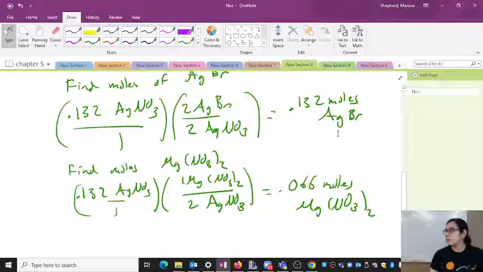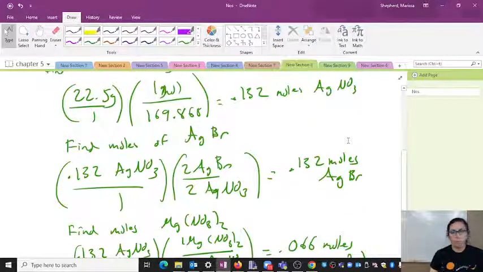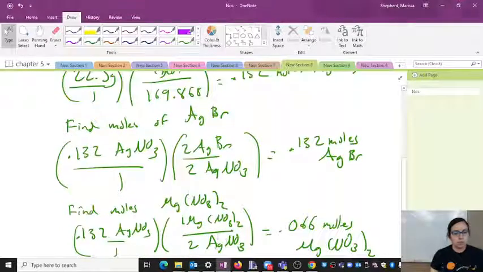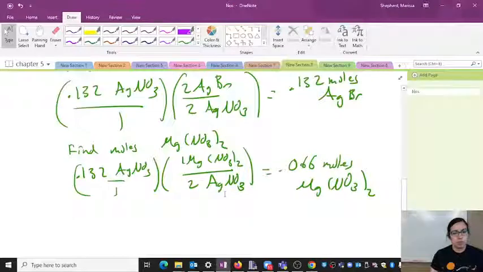This might sound silly, but originally I did 2.5 over 1 times 1 over, I didn't put 70, but the 169.868. And then you put times 1 of the MgO2 over 2 of the silver nitrate, I got the same answer.